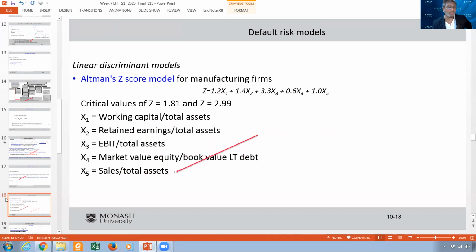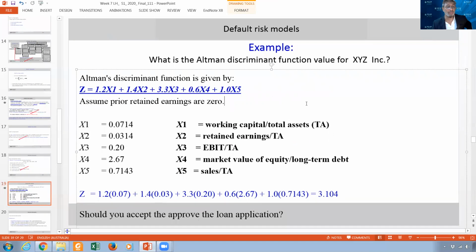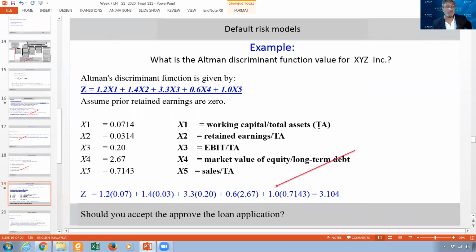So what you do now is you just calculate. For example, if I give you these values, you can calculate them, and you find that to be 3.04. So the question is, should you accept, approve this application? Yes, I should approve this application because it's actually more than 2.99.